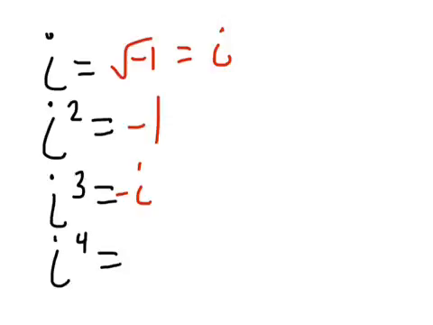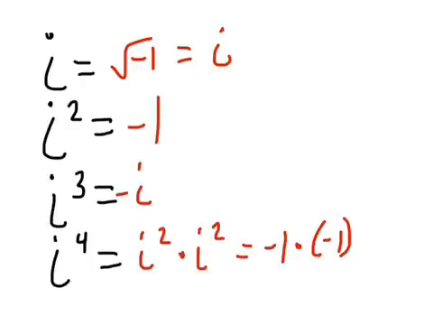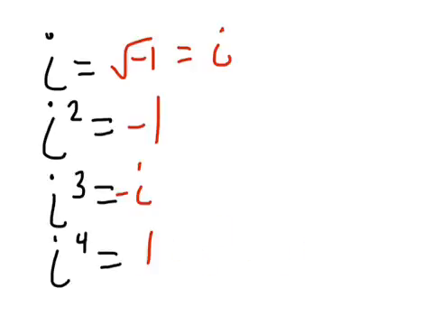We can go further. i to the fourth is the same thing as i squared times i squared, which is just -1 times -1, and -1 times -1 is +1. So i to the fourth power is +1. This can even be extended further into the imaginary numbers with higher degrees, and we can simplify this using different rules and different properties of exponents.